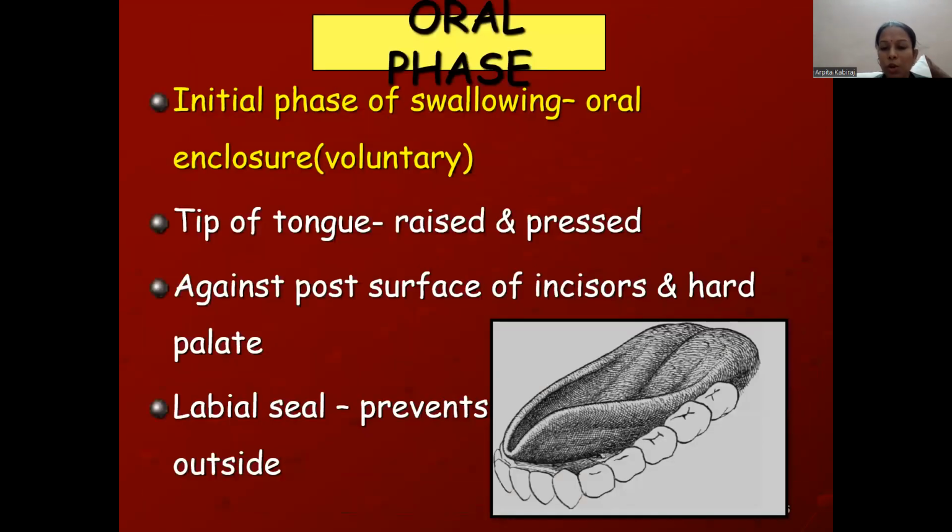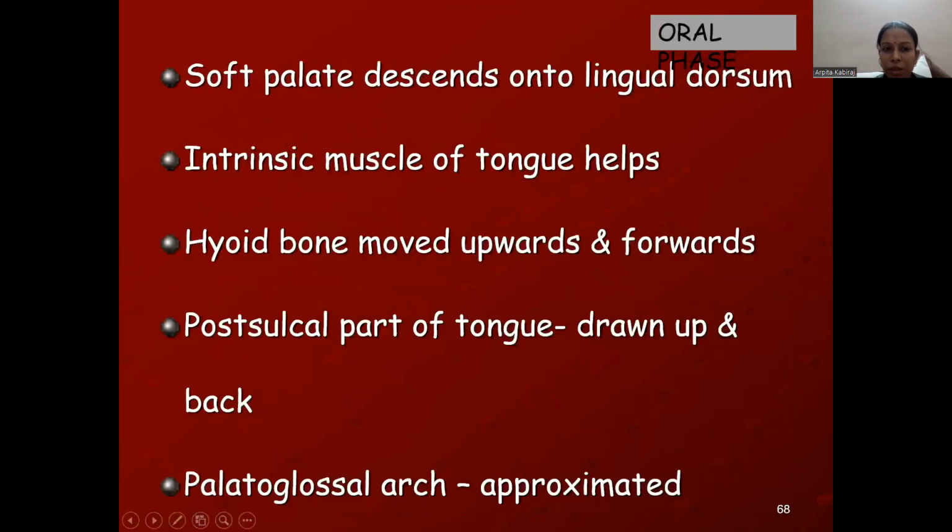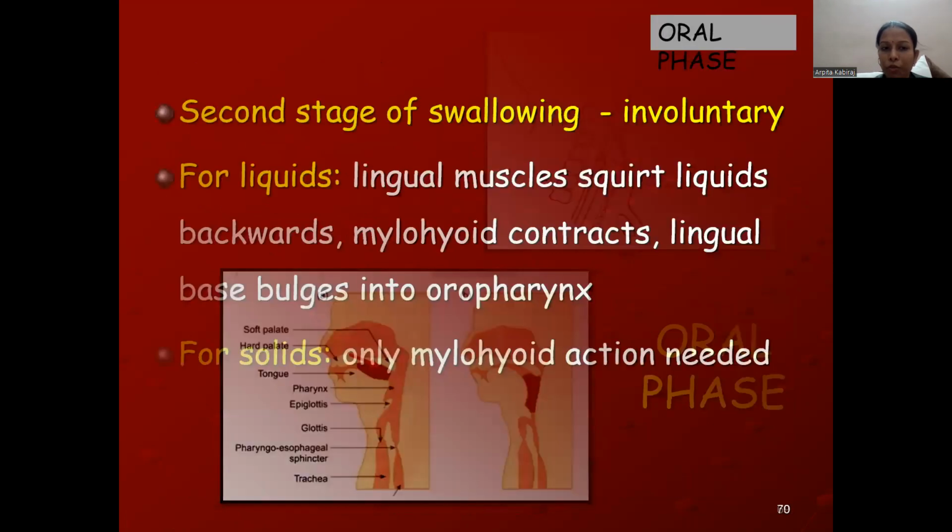Phases of swallowing. First is the oral phase, which is the initial phase wherein the tip of the tongue is raised and pressed against the posterior surface of the incisors and the hard palate, providing a complete labial seal. The rear closure of the soft palate occurs and prevents the escape of the ingesta into the pharynx. The soft palate descends onto the lingual dorsum. Intrinsic muscles of the tongue help in this process. The hyoid bone is moved upwards and forwards, and the posterior part of the tongue is drawn up and back. The palatoglossal arches are approximated together to form the oral phase.